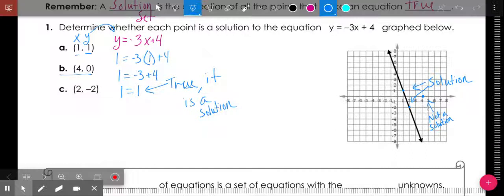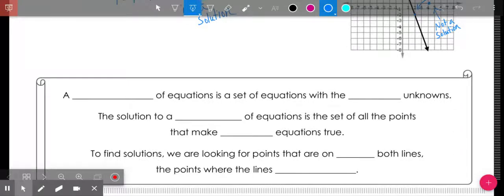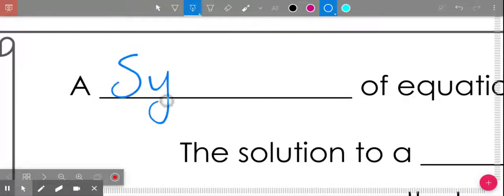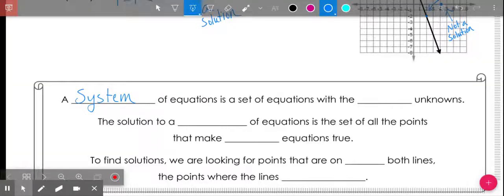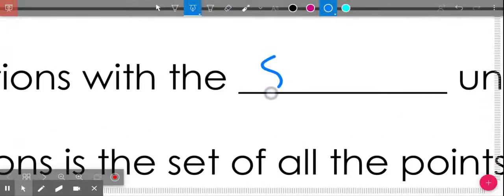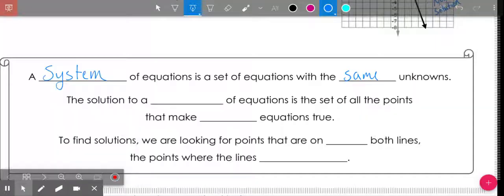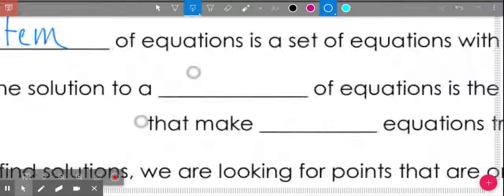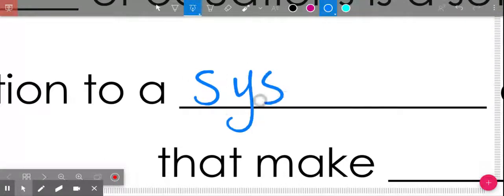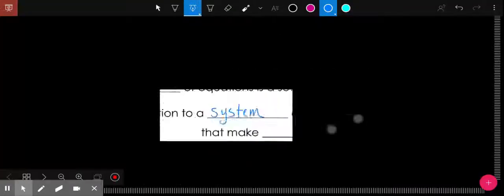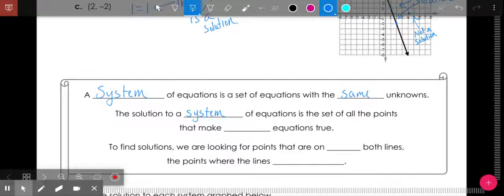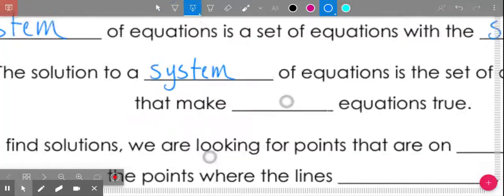All right. So now we're going to look at how we actually apply this to a system of equations. A system of equations is a set of equations with the same unknowns. Okay, so they both have x and y. The solution to a system of equations is the set of all the points that make both equations true. It can't just make one equation true, it has to make both equations true.